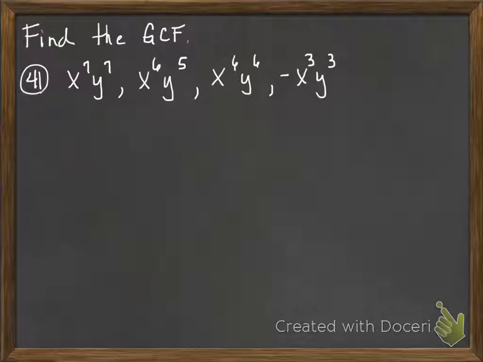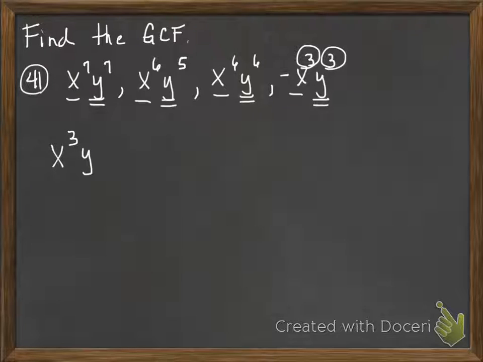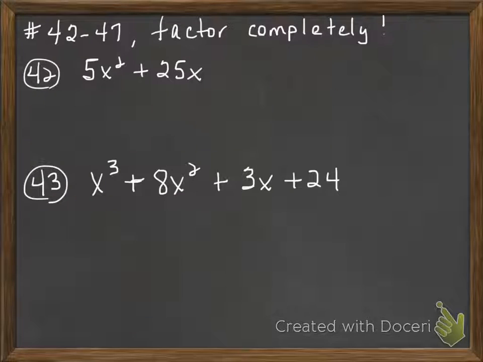Find the GCF, greatest common factor. So when we're doing variables, we look at all the terms. If they all have an x, and they do, we go with the x that has the smallest exponent. So that would be x cubed. And then we look at our y's. To find our GCF, we ask ourselves, do all the terms have y's? And they do. And we pick the y that has the smallest exponent. That's how we do GCF with our variables. So x cubed, y cubed would be our GCF.